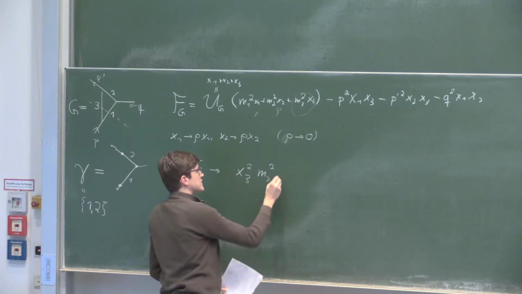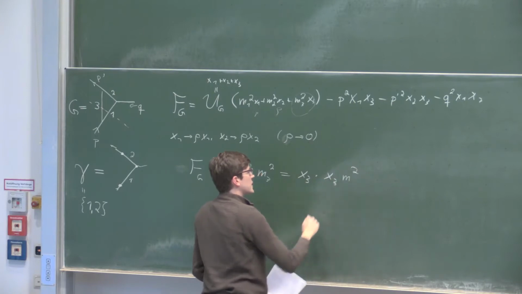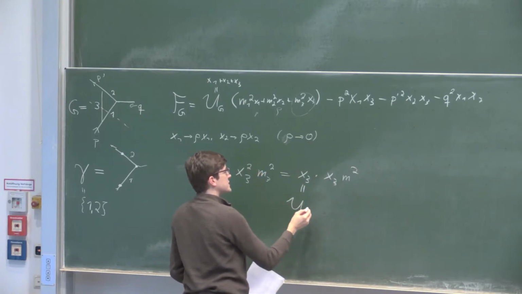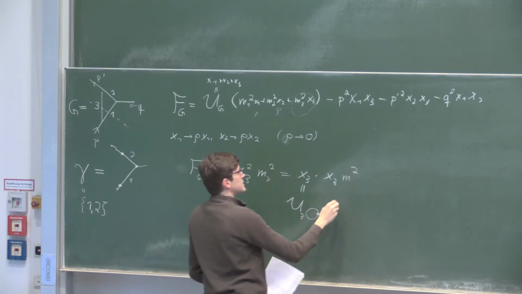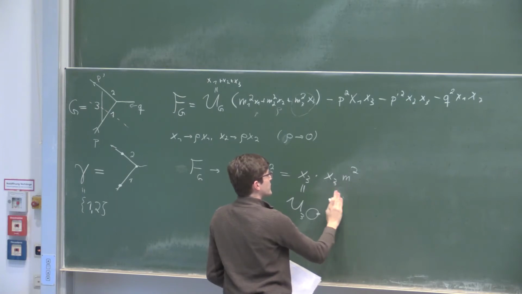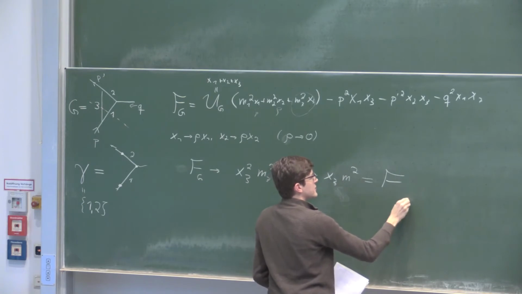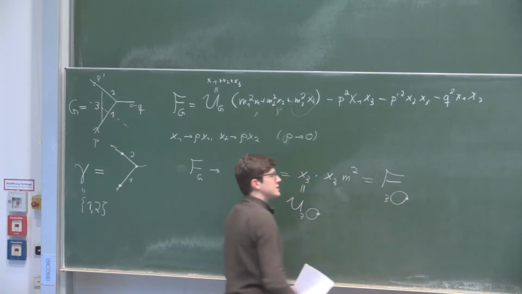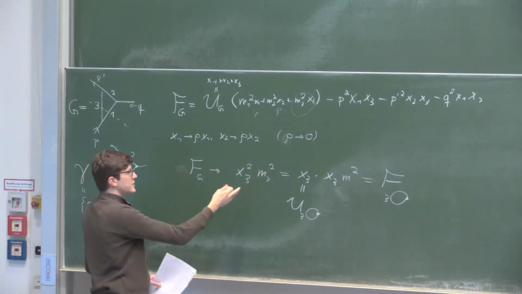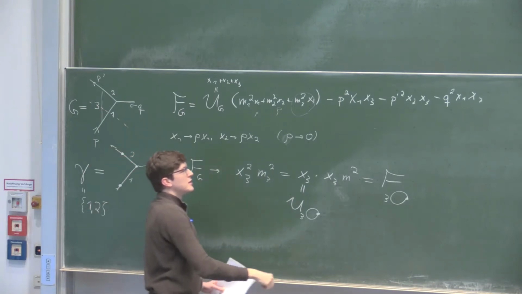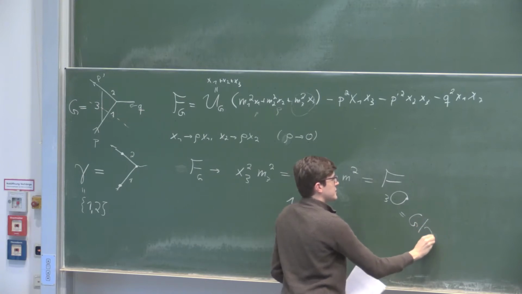And what is this? We can interpret this because we can write this as x3 times x3 m squared. And this here, it looks stupid, but this is the U polynomial of the graph which has just the edge 3 as a tadpole. And this is x3 times m squared. So this whole thing is actually the F polynomial, which only consists of the mass term in this case of this tadpole graph. So this is this factorization that I said, that this leading order in this limit of the F polynomial is actually a product of the F polynomial of the quotient graph. So this graph here is the quotient graph G by gamma, right?